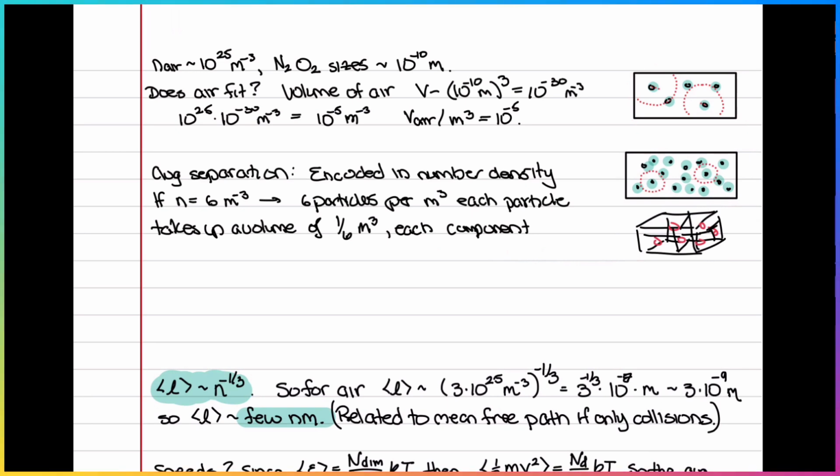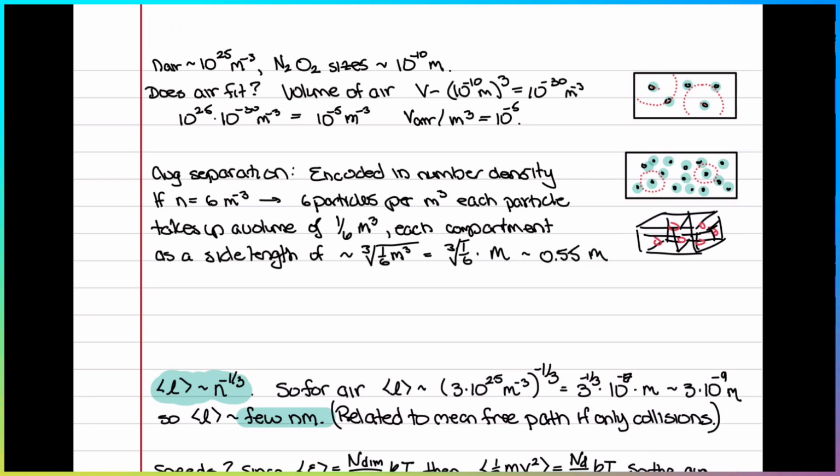Each compartment has a width, or a side length, of roughly the cube root of this 1/6 m cubed, or the cube root of 1/6, and then the cube root cancels the meter cubed, so whatever that number is. 1 divided by, about 0.55, if that matters. And you could use that as an average separation between particles.